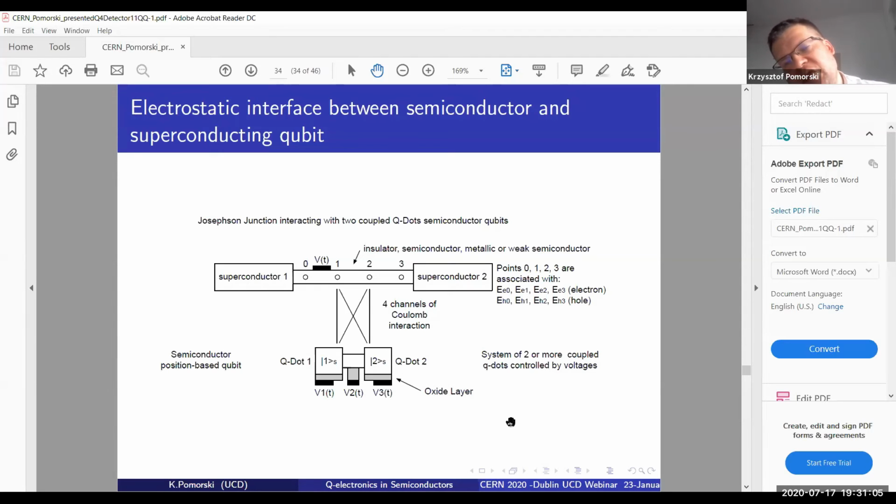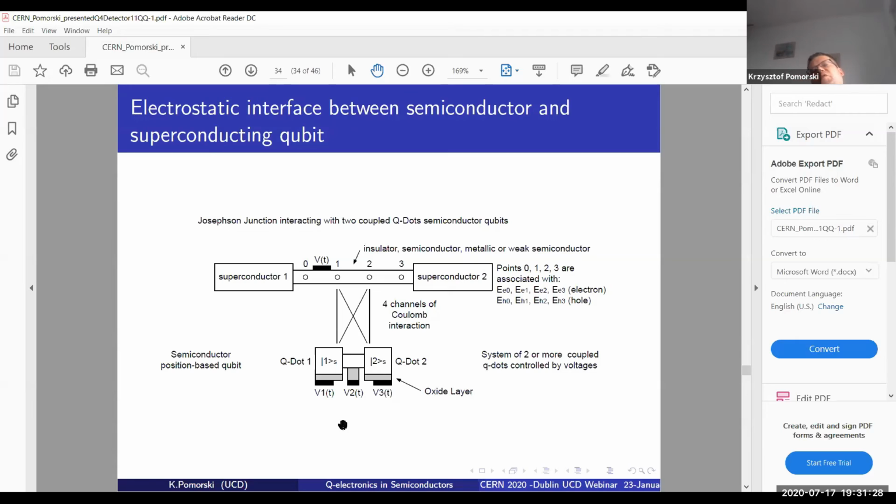But perhaps you can also use some external moving charge to determine the position even more precisely. So you can attempt measurement of position and momentum of this electron with such a system, where you have Josephson junctions coupled to a system of two semiconductor quantum dots, and there is an external passage of a charge.